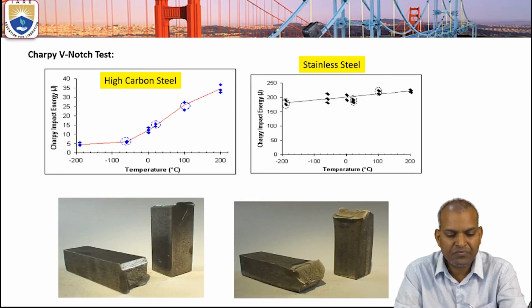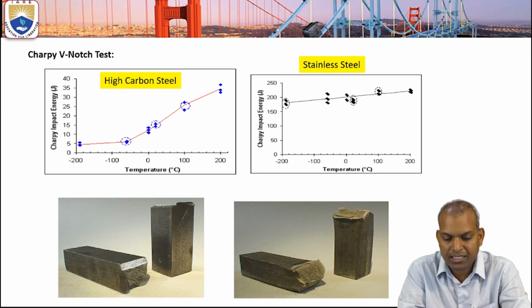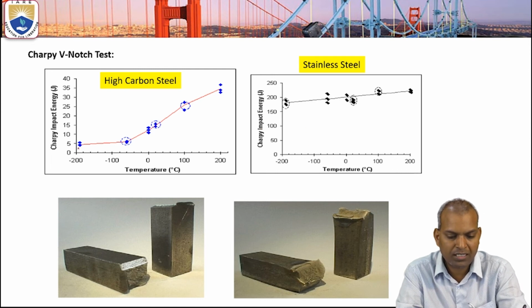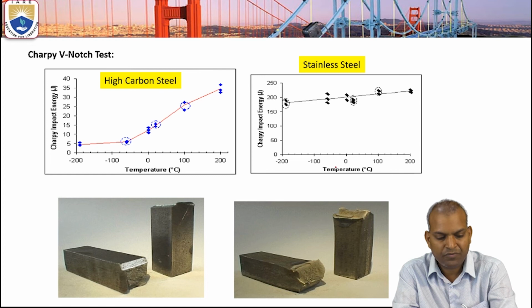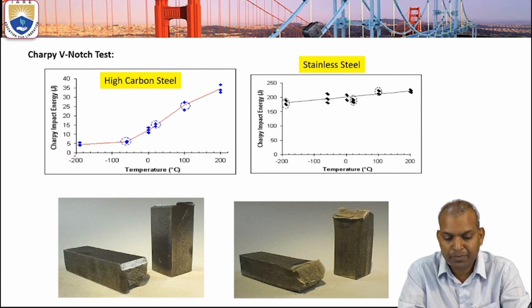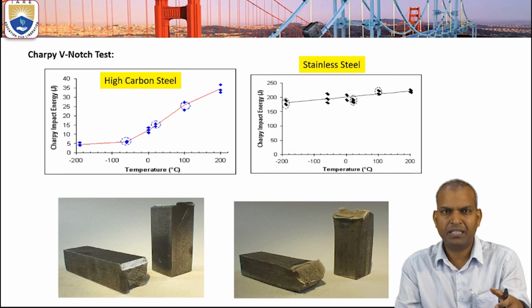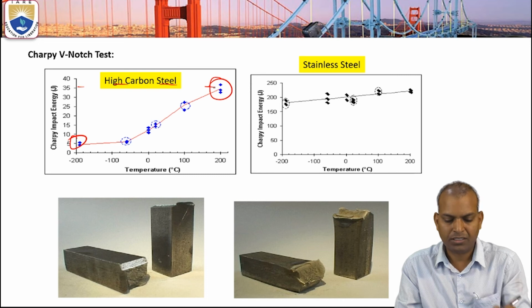So these are the Charpy V tests for high carbon steel and stainless steel. For the Charpy V test energy, we can see how the high carbon steel behaves versus the temperature, at minus 200 and increasing the temperature. From low temperature to high temperature, that is minus 200 to plus 200, the behavior of the material becomes ductile as it increases from low to high. Low temperature is brittle, with low impact strength. High temperature is ductile in nature, with high impact strength.